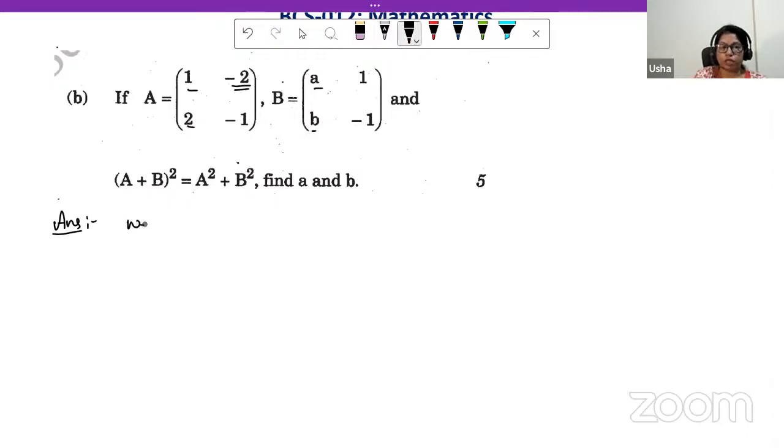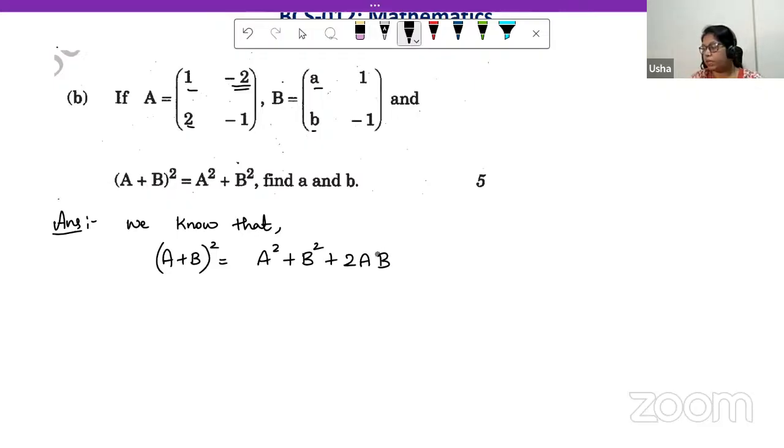Okay. So we know that (A plus B) whole square is equal to A square plus B square plus 2AB. This is the formula, right? Now, in the given question, it is given that (A plus B) whole square is equal to A square plus B square.